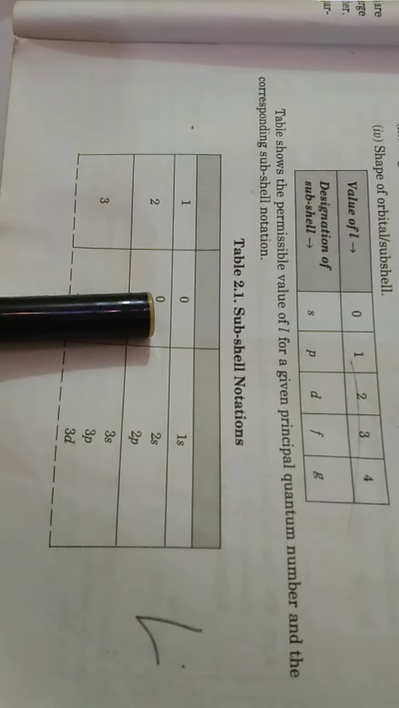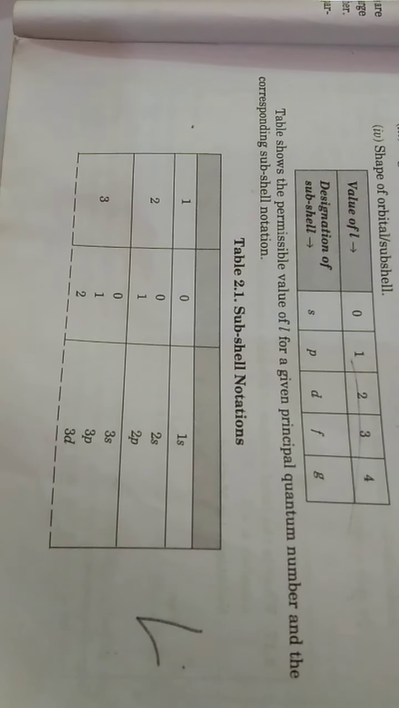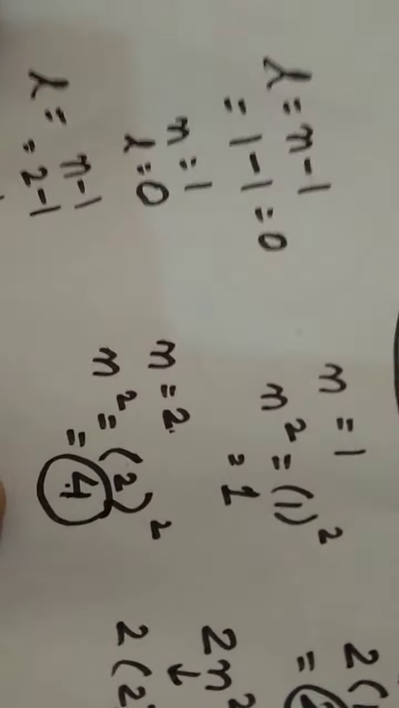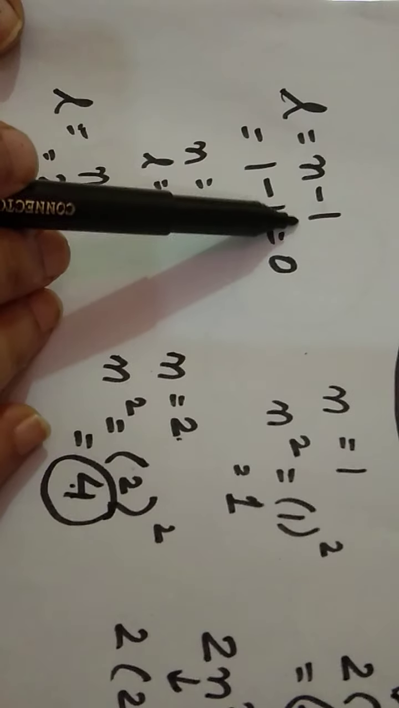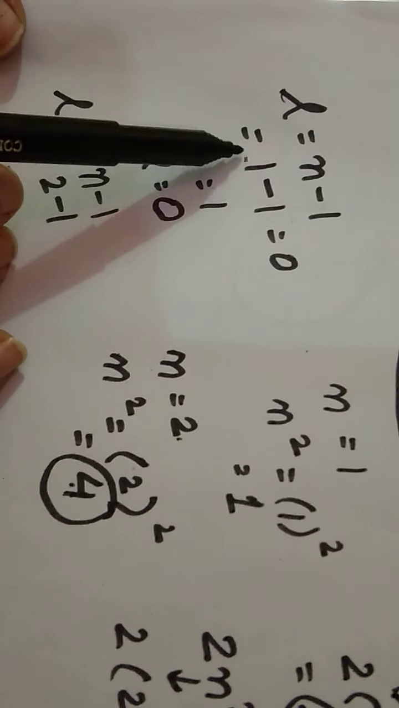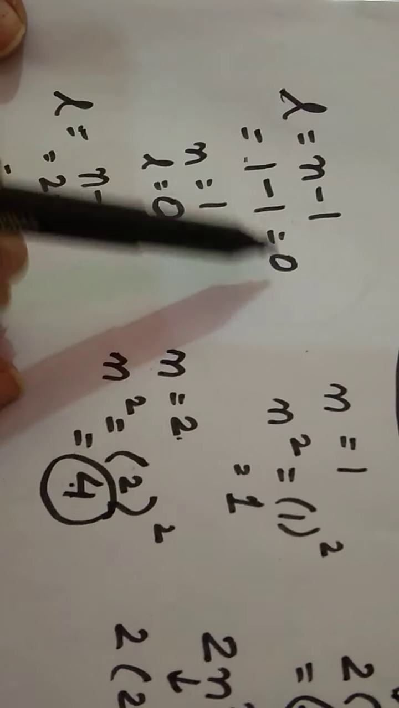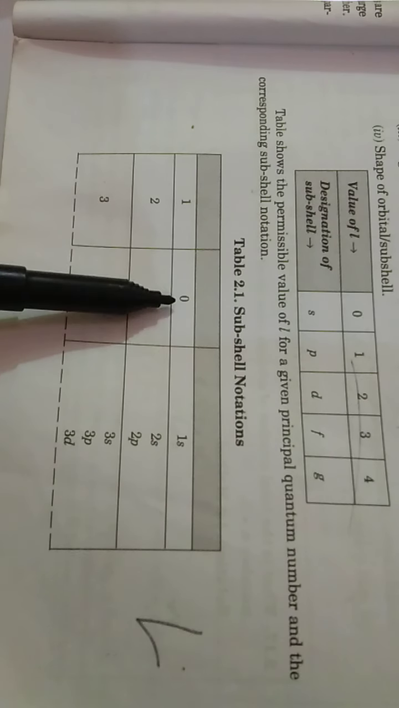What are the possible values, children, for l? I have already discussed it with you just now. Here l is equal to n minus 1. If n is equal to 1, then 1 minus 1 is equal to 0. Okay. That's what is written. For n equal to 1, l will be 0.